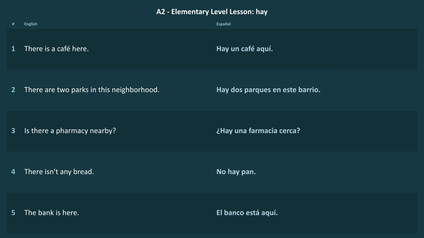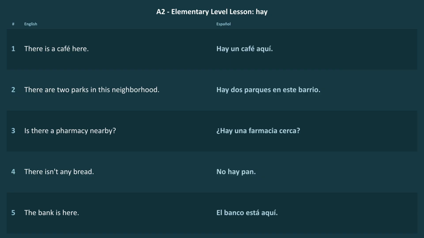Now let's put all three ideas together. Statement, question, negative. Hay un supermercado cerca. There is a supermarket nearby. ¿Hay un supermercado cerca? Is there a supermarket nearby? No hay un supermercado cerca. There isn't a supermarket nearby. In real speech, people often simply say no hay supermercado cerca without un. That sounds very natural. There's no supermarket nearby.